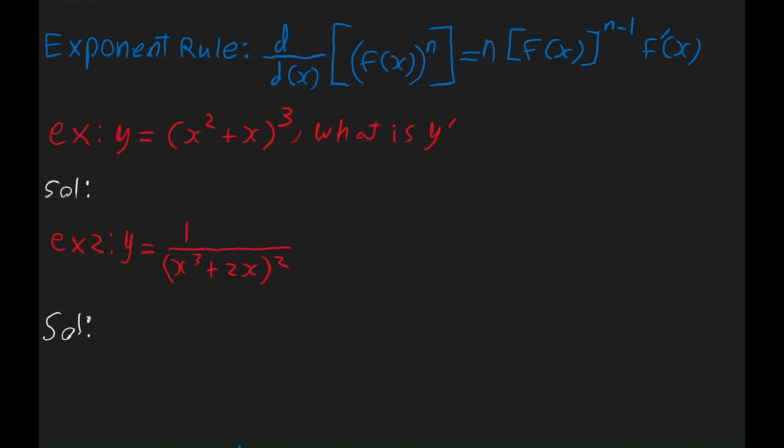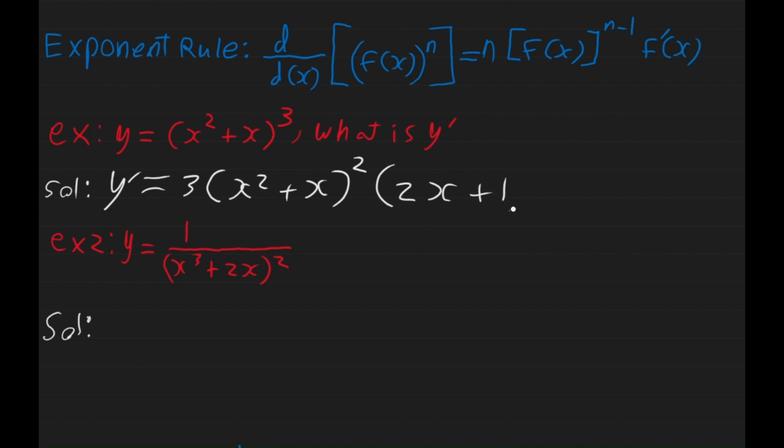Okay, so now to solve this, we have y dash equal to, apply the rule, 3, the n, multiplied by the bracket as it is, plus x all power 2, and then multiplied by the derivative of what's inside the bracket, which is 2x plus 1.